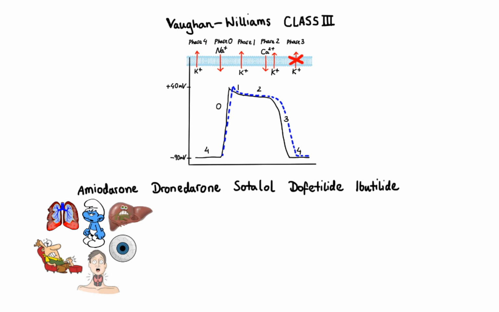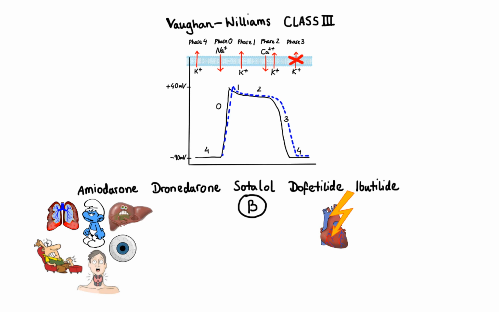Now, sotalol is a unique drug in this class because it not only has potassium channel blocking activity, but also beta receptor blocking activity. Lastly, dofetilide and ibutilide are the most selective potassium channel blockers in this class. However, they are also most likely to cause arrhythmias themselves, and therefore are typically initiated in the inpatient setting only.